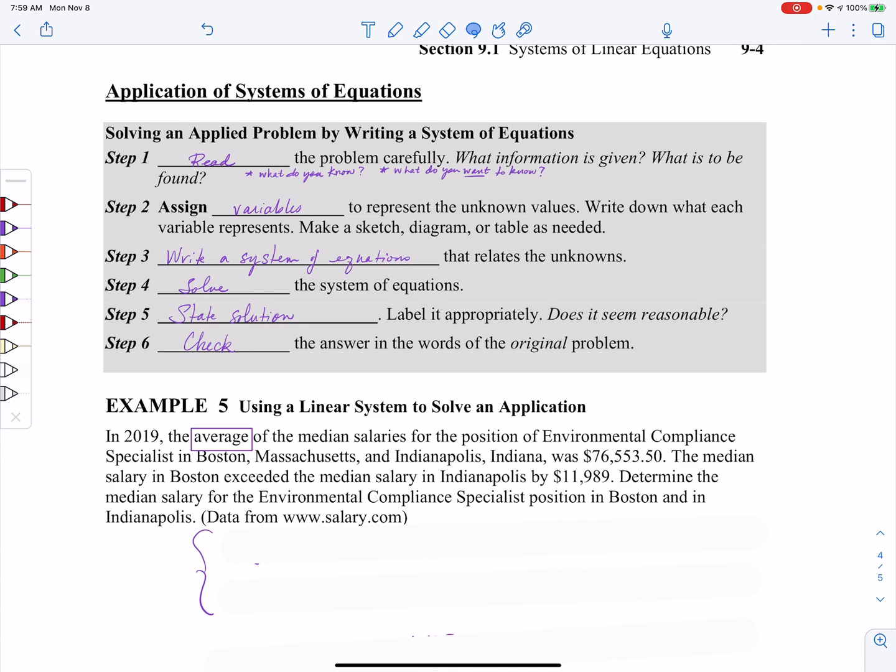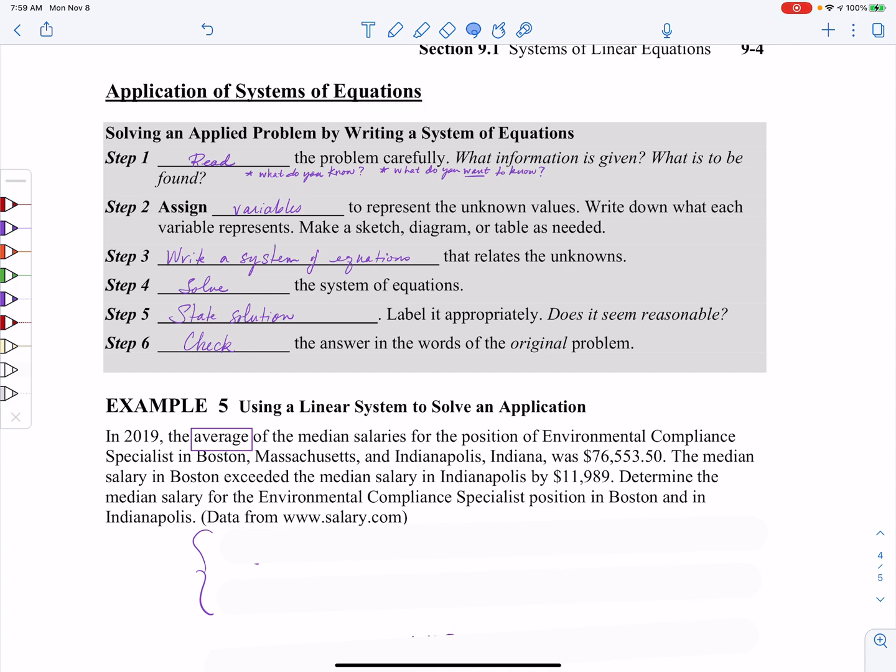And really what you're looking for is, what is it that you've been given, and what is it that you want to know? What do you know? What do you want to know? Assign variables to represent the unknown values, and write down what the variable represents. In the next question, you're going to see that I did not use X's and Y's. They get confusing. We're going to be talking about Boston and Indianapolis. So I used B for Boston, and I used a capital I for Indianapolis so that I could easily remember which one was which. Step number 3, write a system of equations that relates our unknowns.